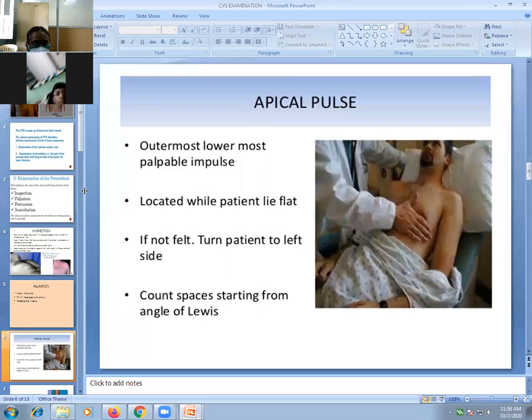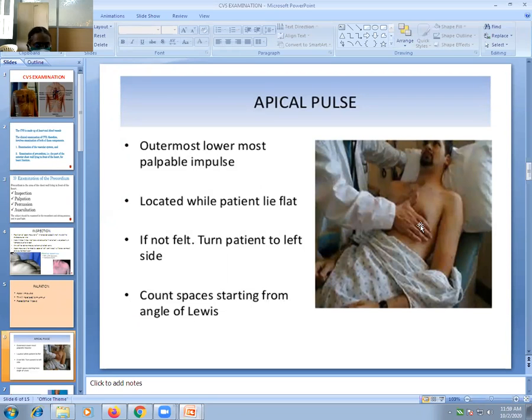It is the outermost, lowermost palpable impulse, located with the patient lying flat. If not felt, turn the patient to the left side, then you feel it. Then count the spaces starting from the angle of Louis, that is the sternal angle. Below the sternal angle is the second intercostal space, then third, fourth, fifth.